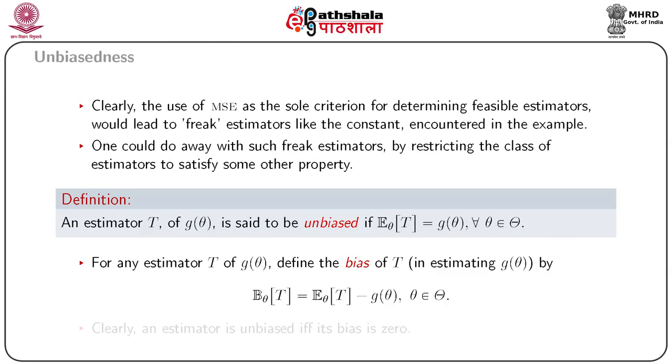An estimator T is said to be an unbiased estimator of g(theta) if expectation of T under theta is equal to g(theta) for all theta belonging to script Theta. If T is not an unbiased estimator of g(theta), then the bias of T is defined by b(theta, T) equals expectation of T under theta minus g(theta) for all theta belonging to script Theta.